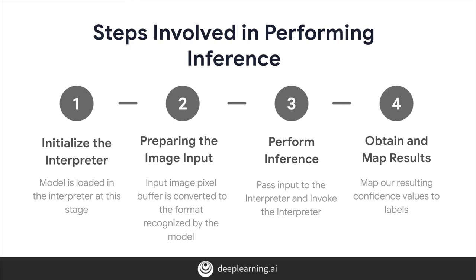Begin by initializing the interpreter with the model that you want to use. Then you prepare the input that the model will take. For example, in the case of the image, you'll need to resize it to the size that the model was trained for. Then you'll perform the inference using the interpreter before finally getting the results and using them. Let's look at the first step now, and that's initializing the interpreter.